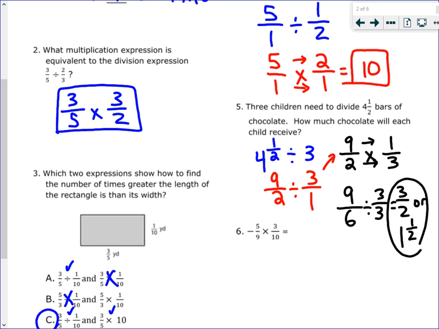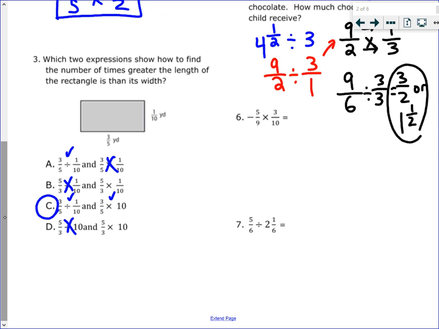And that makes sense. 1 1/2 plus 1 1/2 plus 1 1/2. Each child's going to get 1 1/2 bar. So if you did it the other way, your answer wouldn't make sense. You need to make sure that it makes sense when you're doing these problems. Let's take a look at number 6.